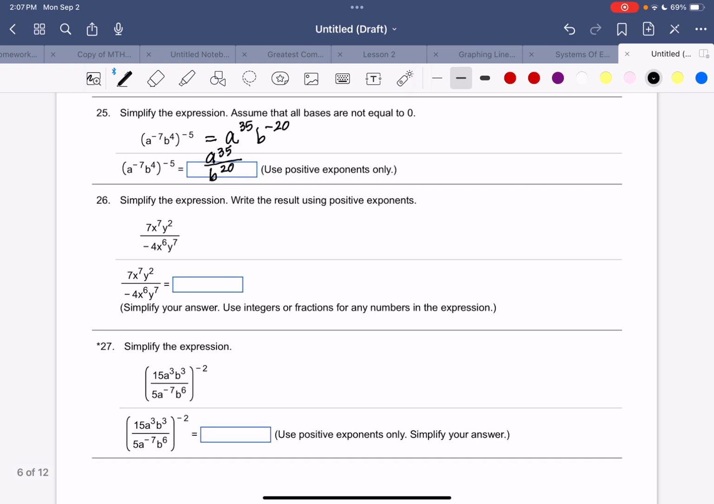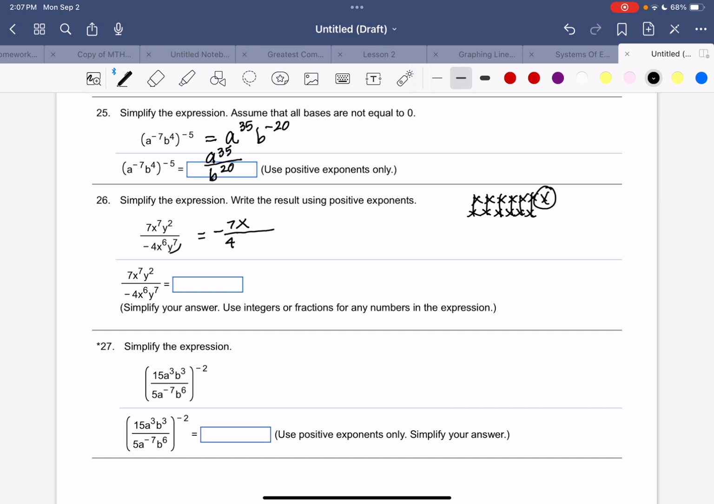Number 26. I've got a 7 and a negative 4. Well, that's just going to be a negative 7 over 4. And it's best not to have the negative in the denominator. It's best to put it in the top or even with the bar. X to the 7th over x to the 6th is going to leave an x in the top, right? Because I got 7 x's in the top and 6 in the bottom. These all divide to 1, and that leaves a single x in the top.